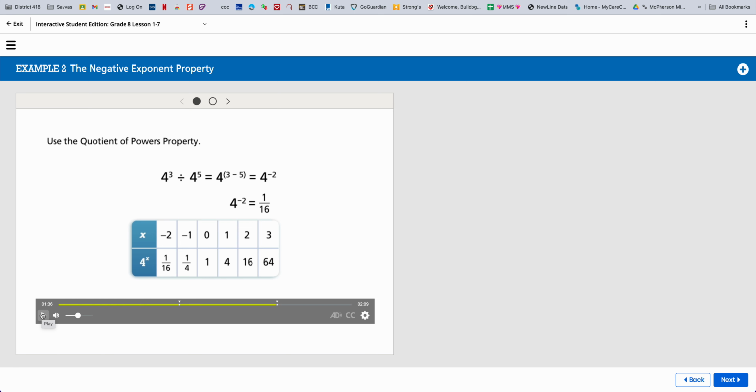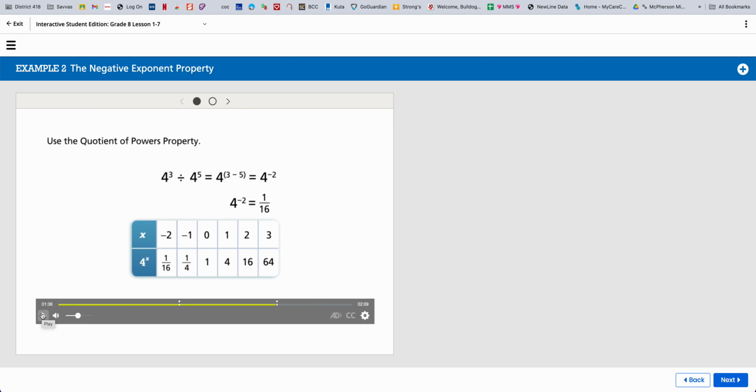Okay, so they've given us the next step here by showing us that when you divide bases that are the same, you subtract the exponents, right? And so the exponents are 3 and 5, and we subtract in the correct order. 3 minus 5 is -2. So 4 to the -2 power is 1/16. That's our first look at what a negative exponent does.